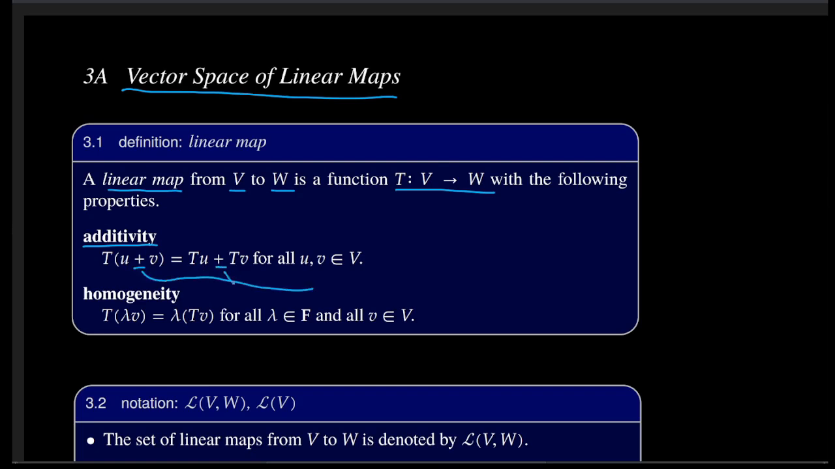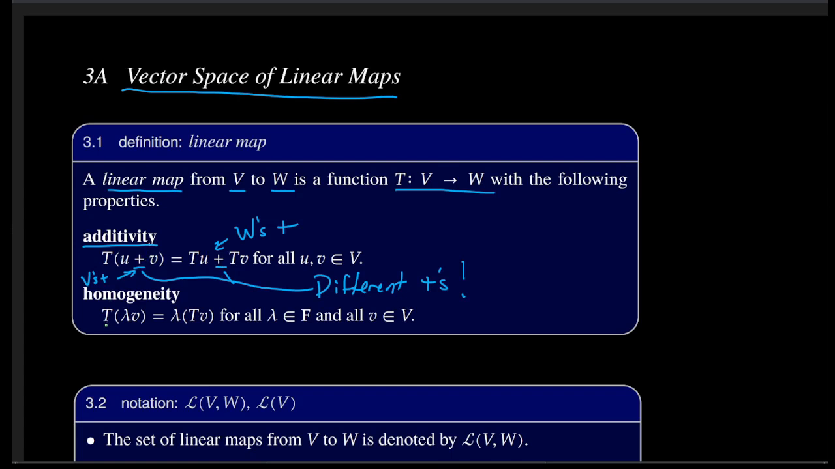These guys are different pluses. This one is W's plus. This one is V's plus. That is, here, u plus v, that addition is going on inside of V. Tu plus Tv, well, T sends things from V to things in W. These are two things in W being added together. So these are using two different additions. So that's the idea. The addition in V gets essentially mapped to an addition in W.